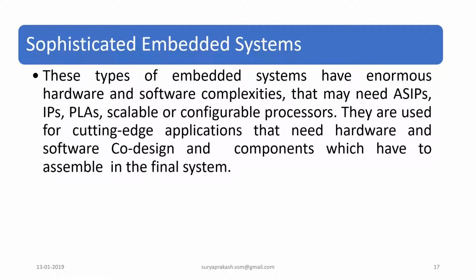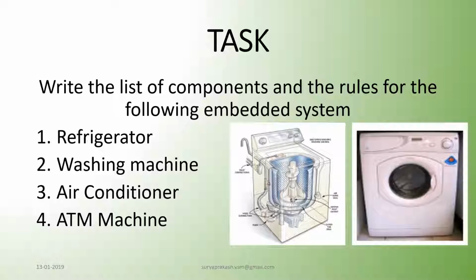The next one is the sophisticated embedded system. These embedded systems have enormous hardware and software complexities that may need an application specific integrated processor, and a PLA, that is a programmable logic array, or a scalable or configurable processor. They are used for cutting edge applications that need hardware and software co-design and components which have to be assembled in the final system. So these are the various categories of embedded system.